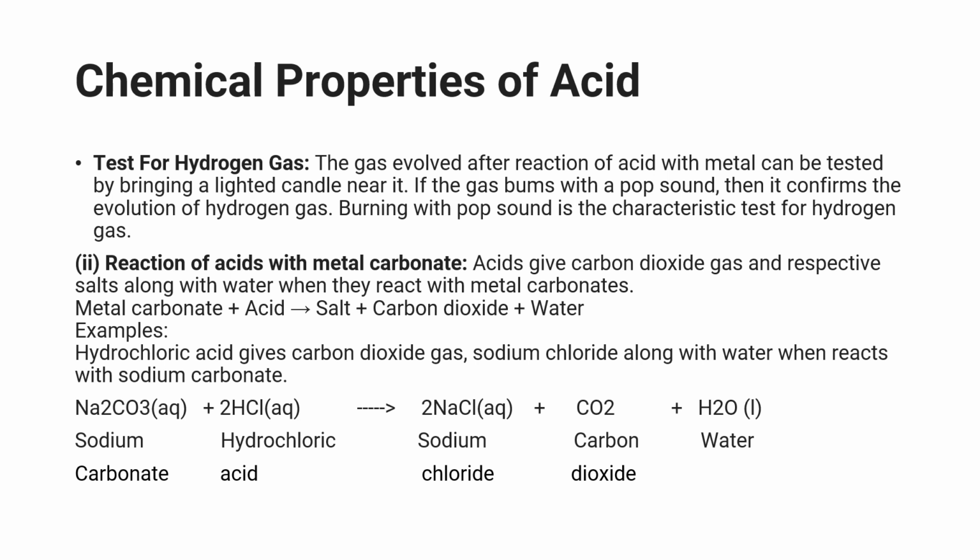Reaction of acids with metal carbonate. Acids give carbon dioxide gas and respective salts along with water when they react with metal carbonates. Metal carbonate plus acid gives salt plus carbon dioxide and water. For example, hydrochloric acid gives carbon dioxide gas, sodium chloride along with water when it reacts with sodium carbonate. Na2CO3 plus 2HCl gives 2NaCl plus CO2 plus H2O.